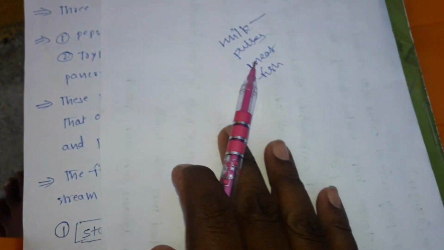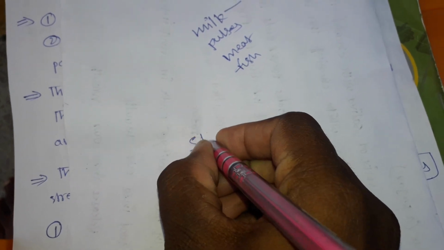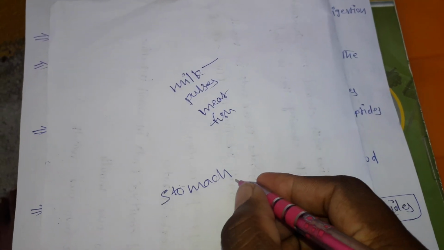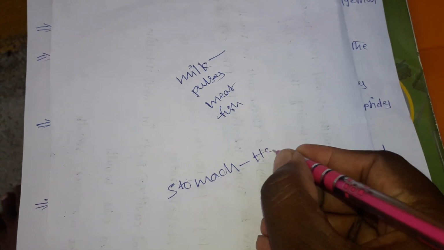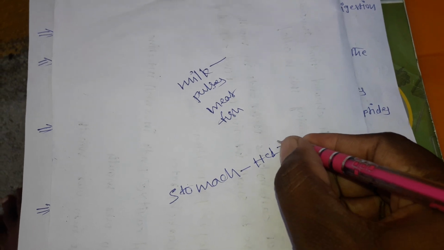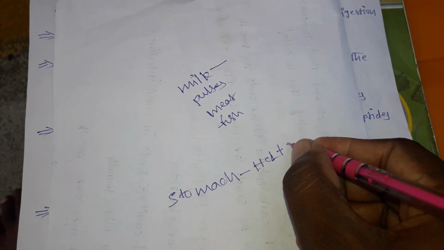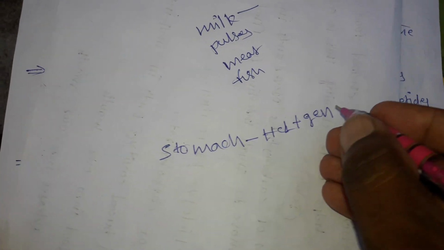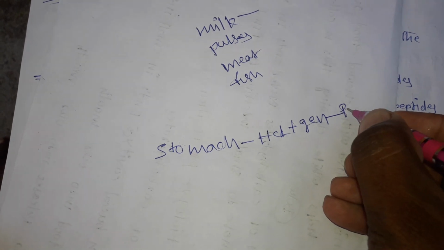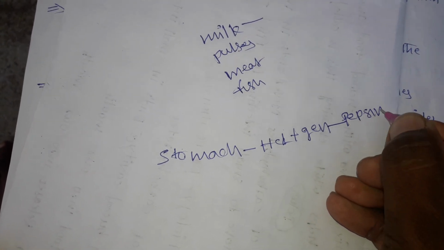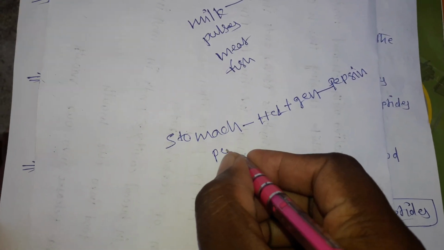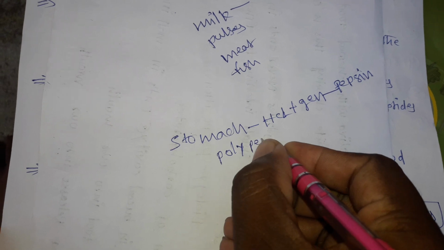Mainly, protein digestion takes place in the stomach. In the stomach, hydrochloric acid and pepsinogen. Pepsinogen, only "gen" - we have to remember, without any doubt, "gen". It gives pepsin. That's why I wrote only "gen". It gives pepsin. That pepsin can make the polypeptides.